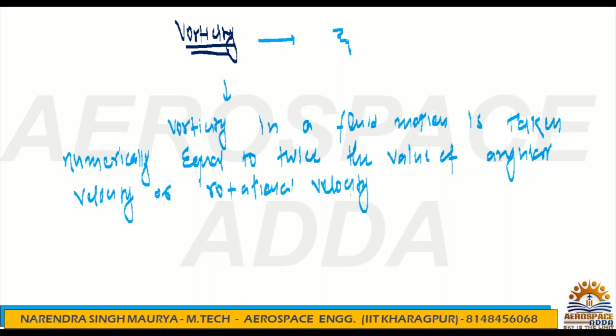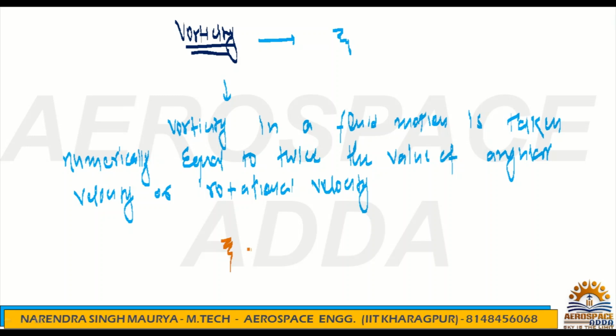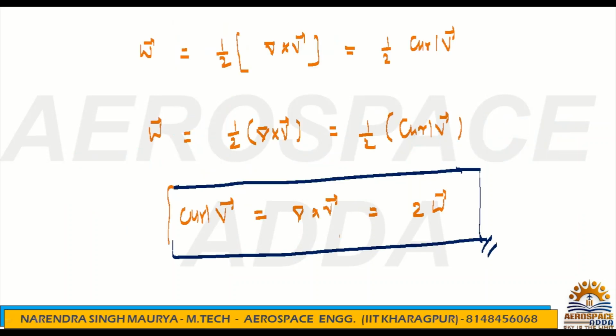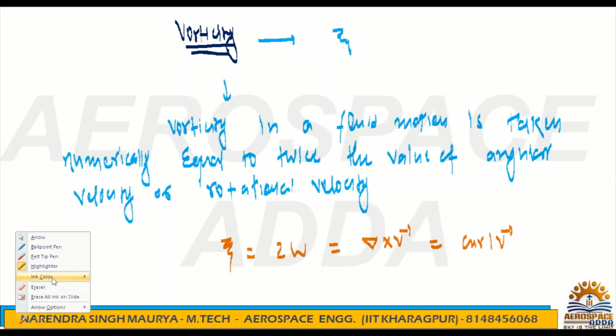Now, what is the xi value? Xi is nothing but 2 times the angular velocity. And you know that 2 times the angular velocity is also defined as curl V, which is nothing but curl V vector. Always remember this. This result is very important.